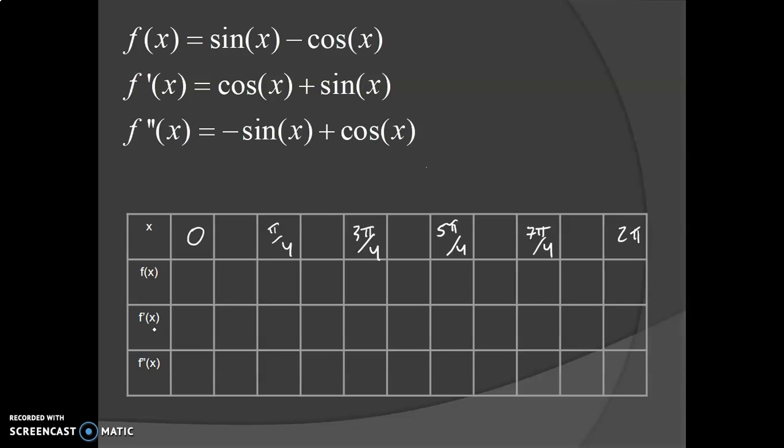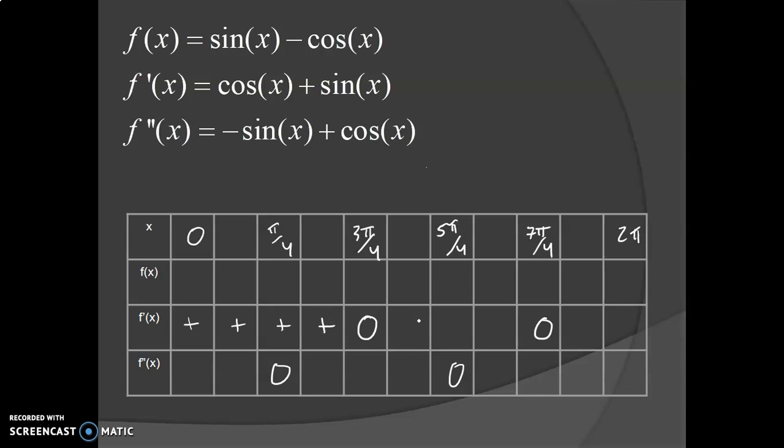Now for the first derivative, we found out that the first derivative was 0 at these two x values. The second derivative was 0 at these two x values. So that's the first thing that you should fill in. Then you're going to go to the first derivative and figure out whether it's positive or negative on each side. So for example, if I plug in 0, cosine of 0 is 1, sine of 0 is 0, so that's a positive value. So we're going to have positives here.